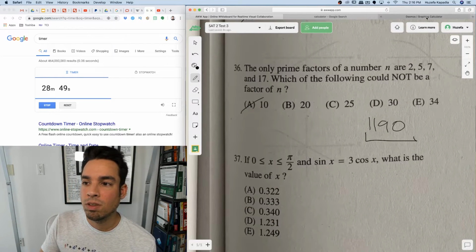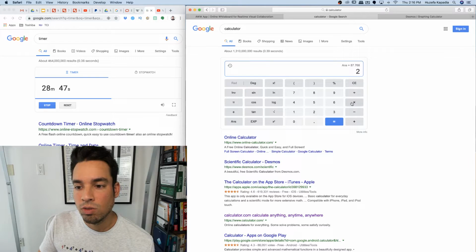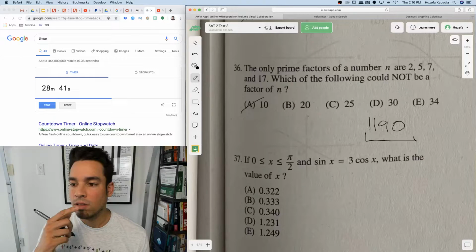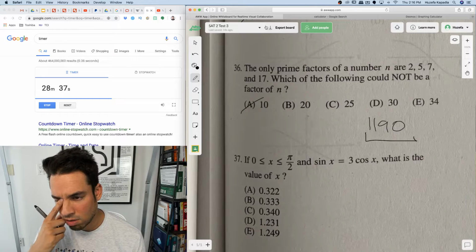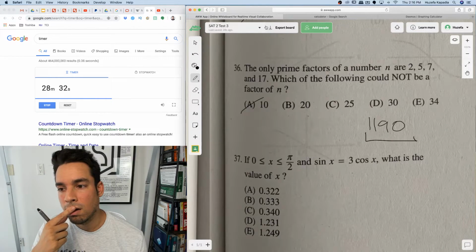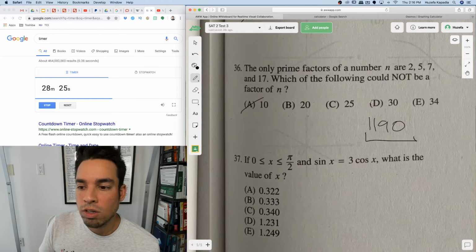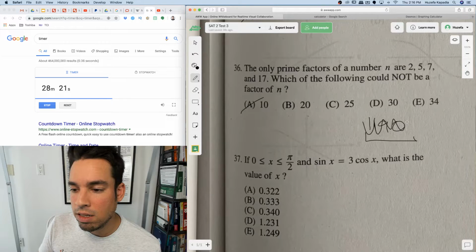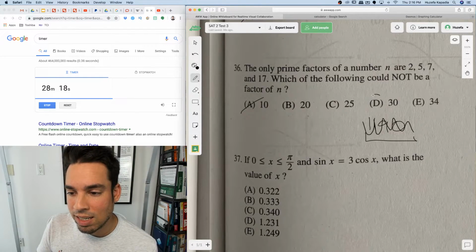Hold on. 2 times 5 times 7 times 17 is 1190. Hold on a second. How do I figure this out? Oh, I get it. I get it. It's 30. 30 is the only one. These all could be. These are not necessarily factors of 1190 because again, it could be bigger than 1190. It's 30 because everyone else is a combination of one of these prime factors.